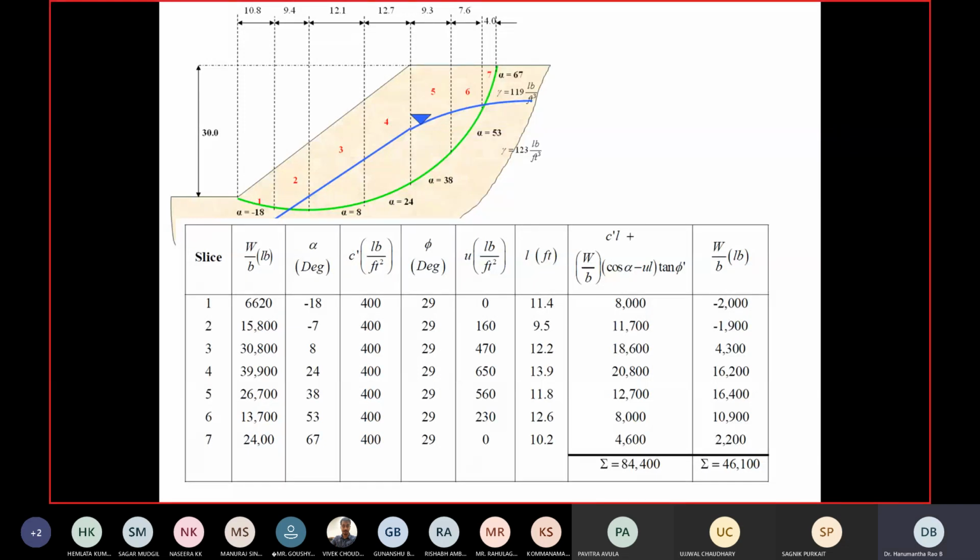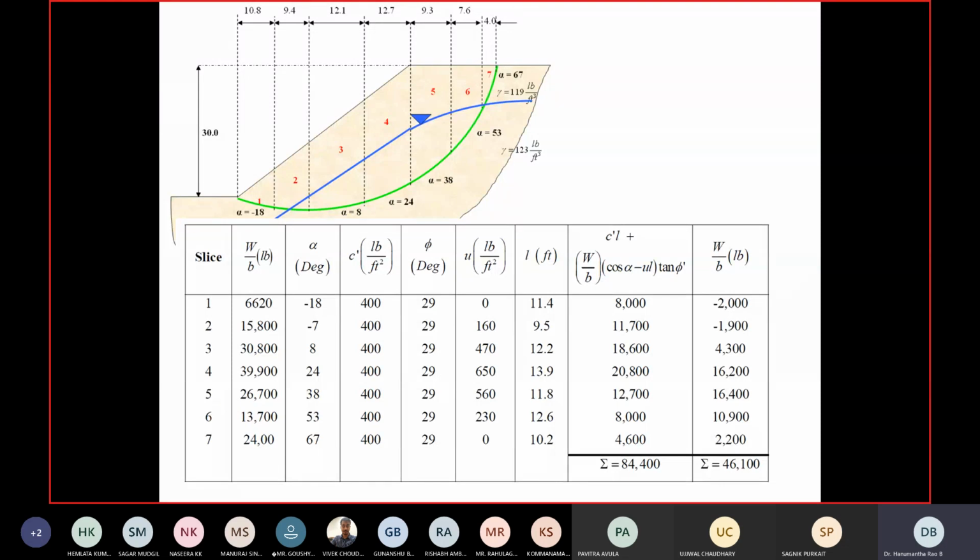So then the angle of internal friction, that is phi, is also constant all along the length of the failure plane. Then U, pore water pressure, is different for different slices, which we have also calculated previously. So the length of each slice we can calculate depending upon the alpha value. So then you have to calculate.